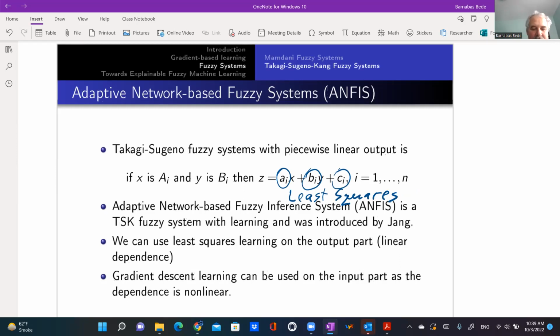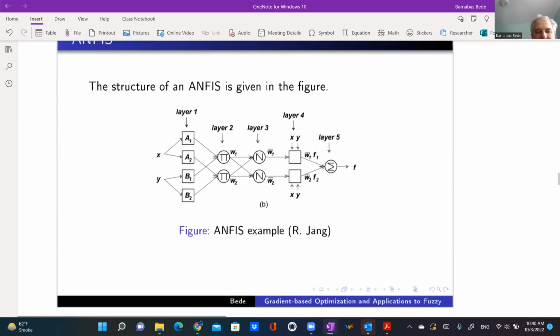And what do we do with the other parts? How do we learn the input parts? We can set up initial fuzzy rules for the input part, and then modify them using gradient descent. We can modify the parameters of these A_i and B_i fuzzy sets in the antecedent. So this is going with gradient descent. How ANFIS works is that it does a step of least squares on the output, does gradient descent on the input, and then iterates between them until the network is trained.